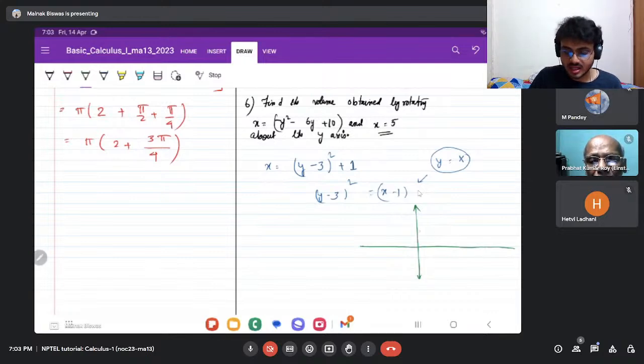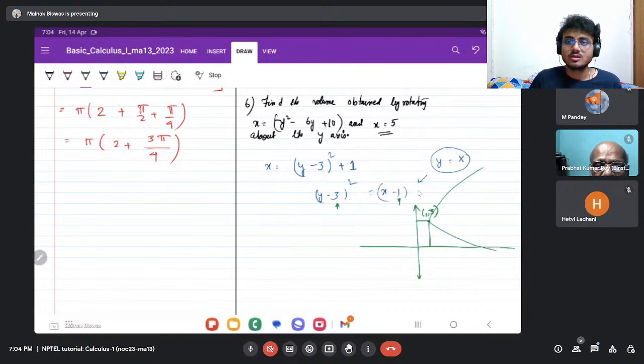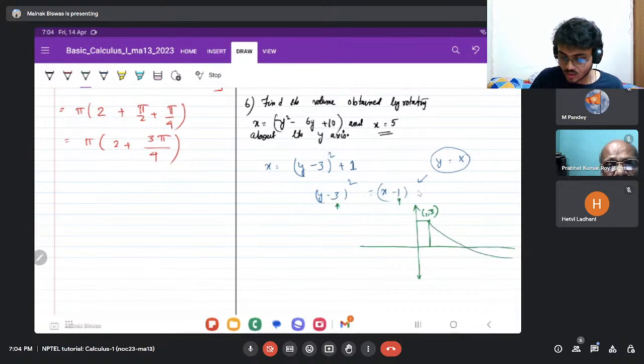So x minus a, this is the center, right? 1 comma 3. When you shift your origin, that becomes the center. So your x is 1, y is 3. 1 comma 3 becomes your center. And then you have your parabola, right? Are you okay with it?